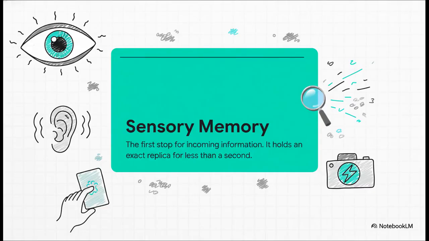So, the very first stop for all the data coming in from your eyes, your ears, everything is something called sensory memory. Now, its capacity is huge. It takes in everything, but it holds on to that info for an incredibly short amount of time. We're talking less than a second. It's just like that brief afterimage you see from a camera flash.